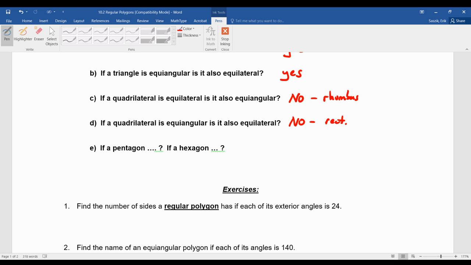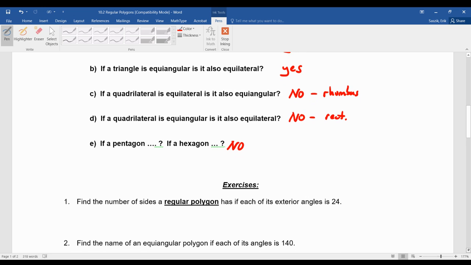If a pentagon or a hexagon is equilateral, does it imply the other? It's no. You can start playing around with this and messing with some of these drawings if you want, but it doesn't have to be a no. It's just the triangle that's unique in that way. Okay.